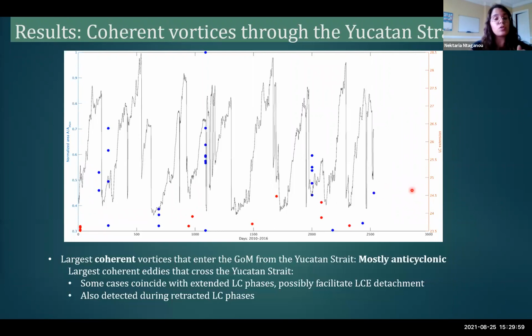So this plot again shows the Loop Current extension along with the normalized area of the largest eddies, with the blue dots representing anticyclones and the red ones cyclones. What is interesting here is that most of the eddies that were detected south of the Yucatan Strait and crossed the channel are anticyclones, and that in some cases before the LC detachments, large anticyclones are detected.